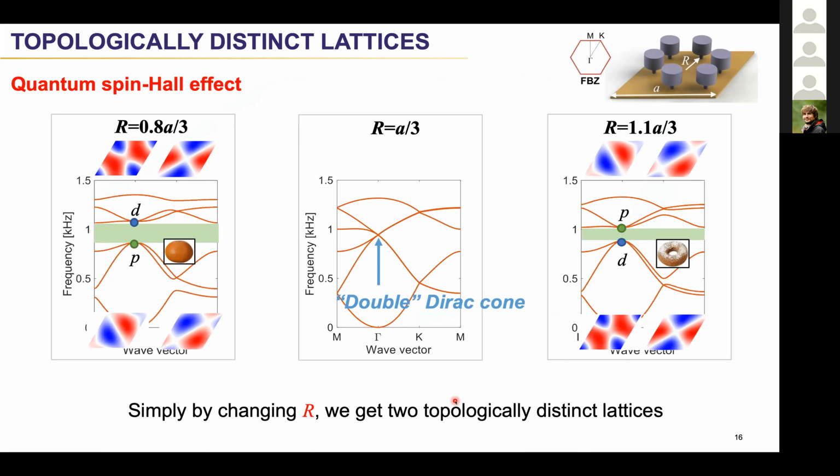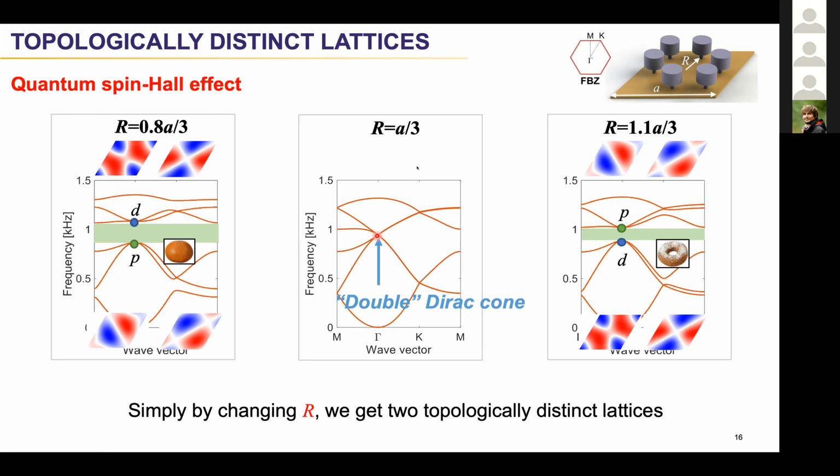So now let us look at the dispersion in 2D of this lattice. In the middle, we see the dispersion of the hexagonal arrangement with R equals A by 3. As we can see, we have something like the critical point we talked about earlier. We don't have any band gap. And this is something called a double Dirac cone, since we have 4 solutions which are degenerate here.